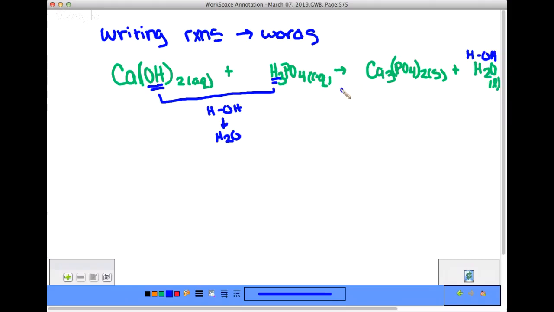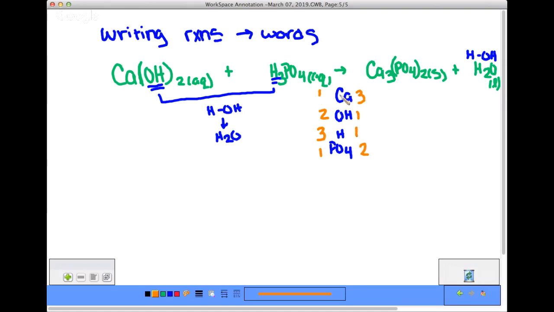So what I'm going to do is balance my calcium, hydroxide, hydrogen, and then phosphate. And remember, when they stay together, you want to try to keep them together. So on this side, I have 1 calcium, 2 hydroxide, 3 hydrogen, 1 phosphate. And on this side, 3 calcium, 1 hydroxide, 1 water, and 2 phosphate.